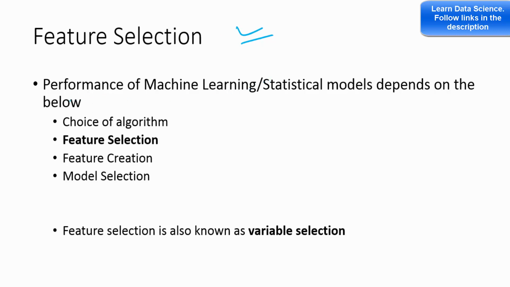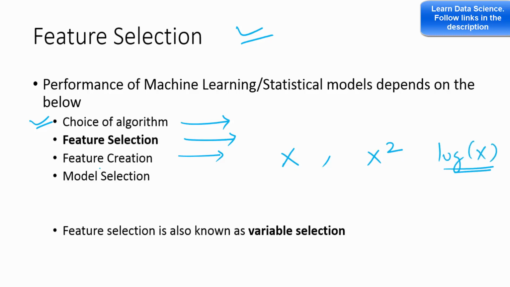If you look at the way we measure the performance of a machine learning or statistical model, it depends on the following points. First, the choice of algorithm, the one we choose to build a particular model or solve a particular problem. Second, the feature selection method we are using, and we'll see in the next slide what methods are available to us. Third, feature creation: how many new features or predictors you create from the given set of predictors. That could be many. For instance, if x is one of the predictors, you can square it, which is a new feature, or take the log of it, which is again a new feature. That's nothing but feature creation.